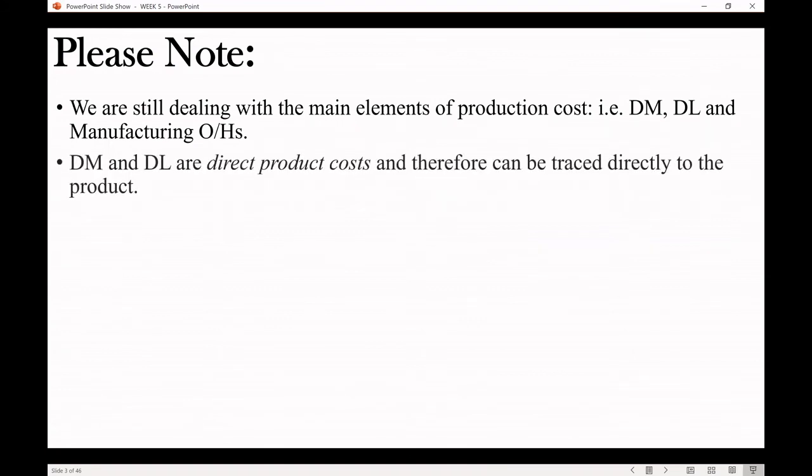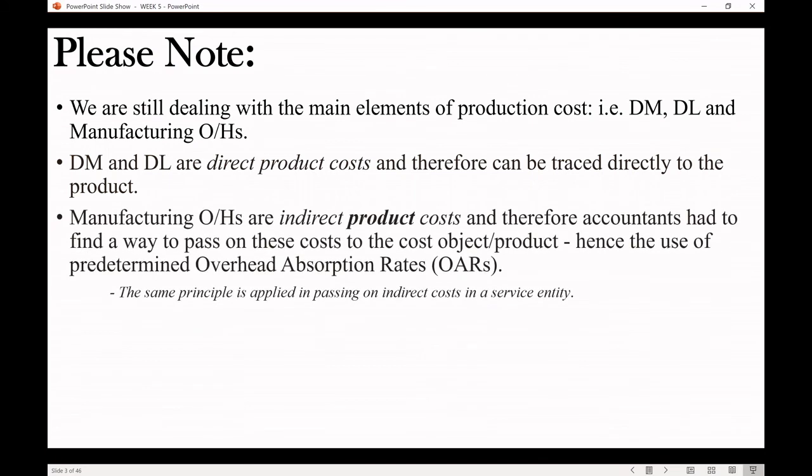So we say our direct material and our direct labor are our direct product costs, right? And they can be directly traced to a product. While on the other hand, our manufacturing overheads are our indirect product costs. And therefore, because they're indirect and can't be directly traced, accountants have to find a way to pass these costs on to the objects or products that we're making. And this is done through the use of the predetermined overhead absorption rate, right?